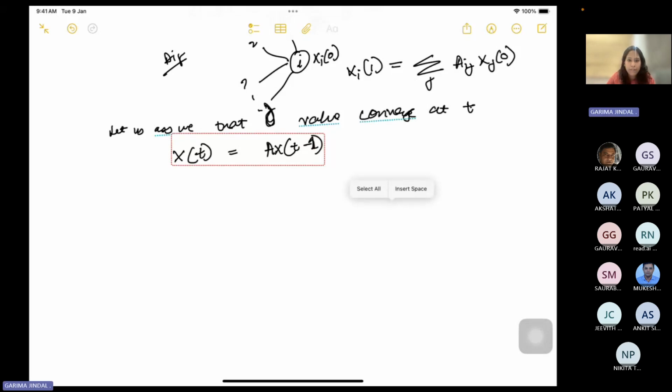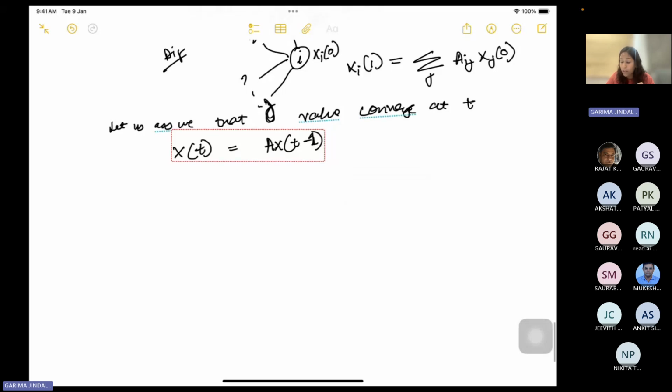So is this formula clear? Whenever the values have converged, if we want to calculate the popularity of the nodes at that time, what we have to do is consider the popularity of all its neighbors that were there at one timestamp before the convergence happened. So is this clear? Is the scenario clear? Any doubt?